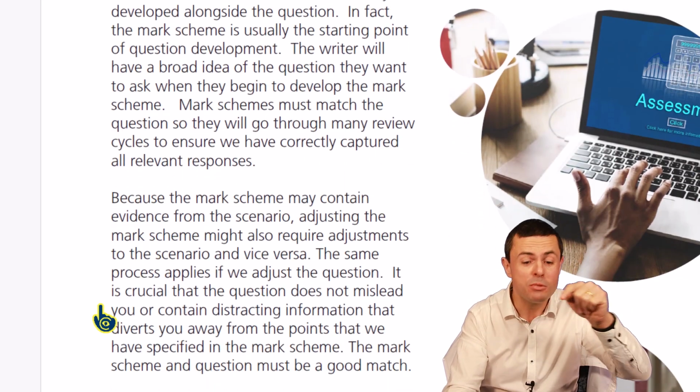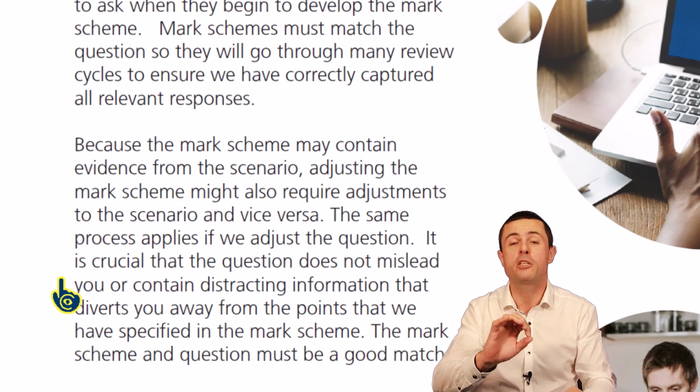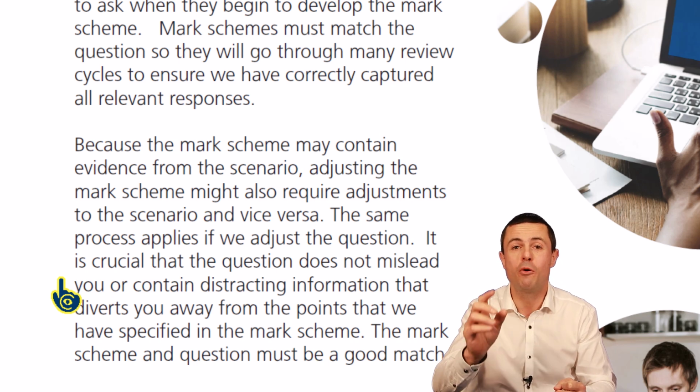So they're saying there, it goes through multiple cycles of reviewing the question and how the question is worded and reviewing the mark scheme. All of the possible correct answers for that question are included on that marking scheme. But it also says here, because the mark scheme may contain evidence from the scenario, adjusting the mark scheme might also require adjustments to the scenario and vice versa. Right, okay. So they've written a mark scheme and say, well, that would be a correct answer to that question. Here's an answer. Wouldn't it be great if we could put a clue in the scenario which points people towards that answer there? Can you see how complicated writing a scenario question and mark scheme is, yeah?